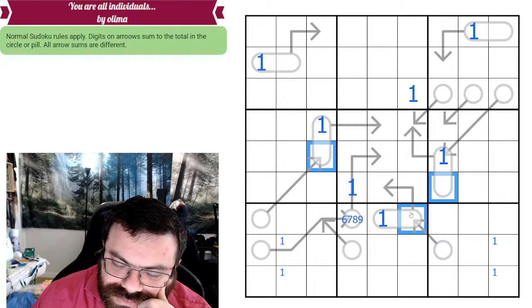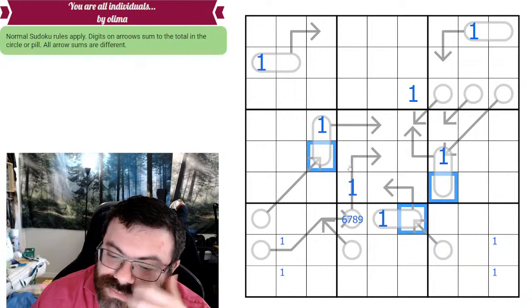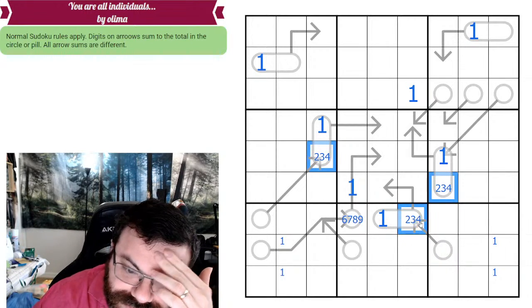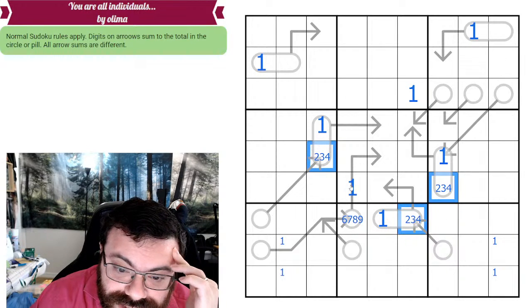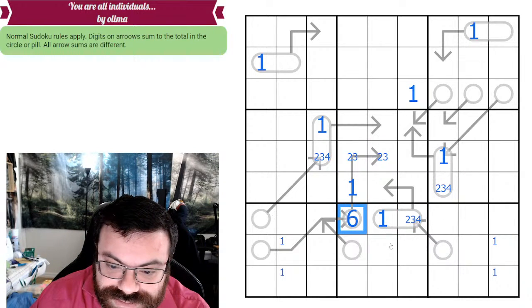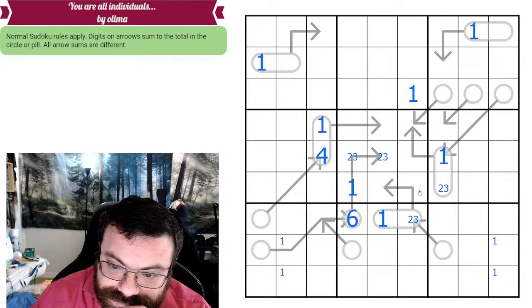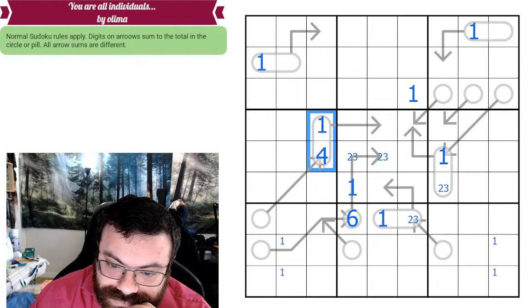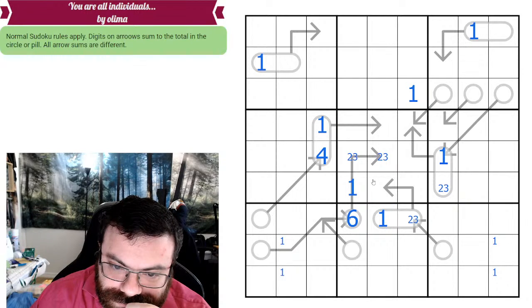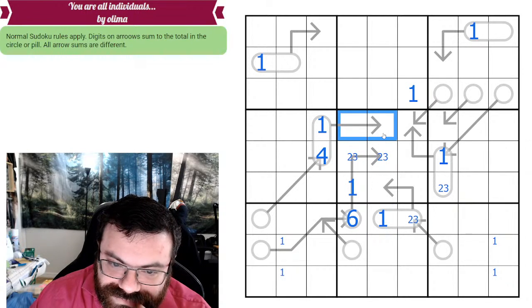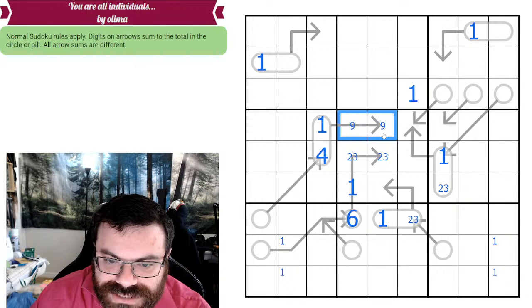So I could do, and I can't, oh, no, we can't repeat digits between them. So these are 2, 3, 4. So they do add to 39. So this is 1, 2, 3, and this is 6. That's a 4. These are no longer 4. 14 could be 9, 5 or 8, 6. It's not a 6, that's not an 8.